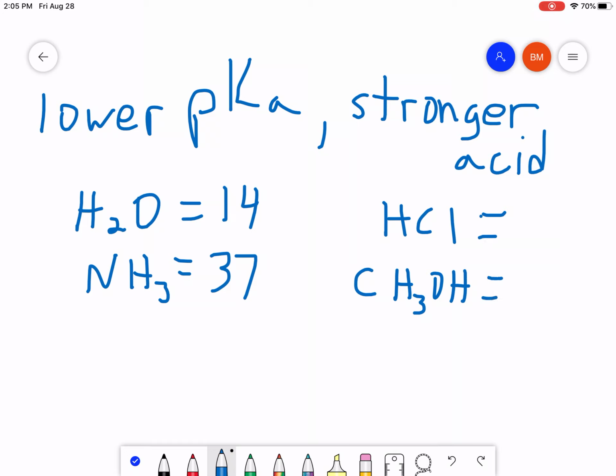Methanol has a pKa of 15.54, and HCl has one that's negative 6.3. And that makes sense. It's a strong acid, so it should be really, really low. In fact, it's so low it goes below 0. All right? So that's one way that you can go about figuring out which one's going to be the acid, which one's going to be the base.